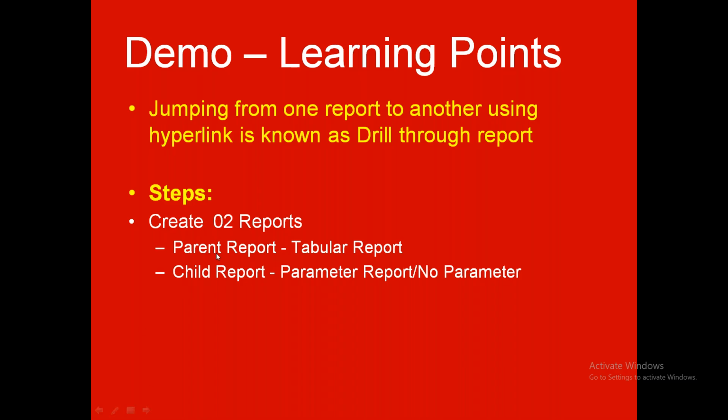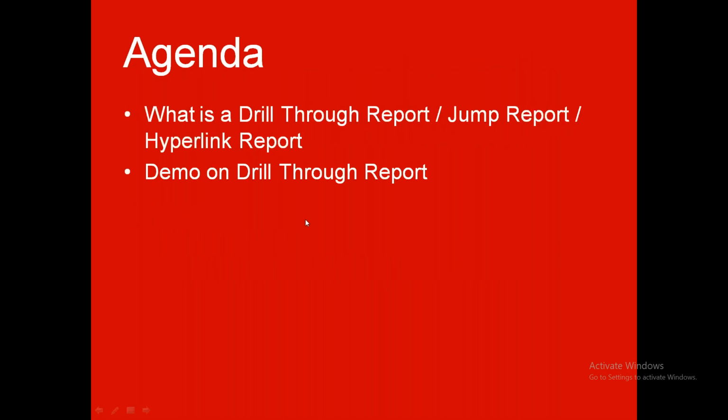One is called the parent report and one the child report. You may have any report: a matrix report, a chart report, or any other report with parameters or without parameters. Simply create two reports and link them with the help of a hyperlink. That is what is called a hyperlink report, or a drilling through report.